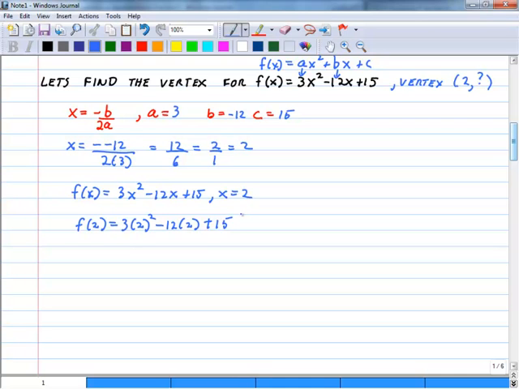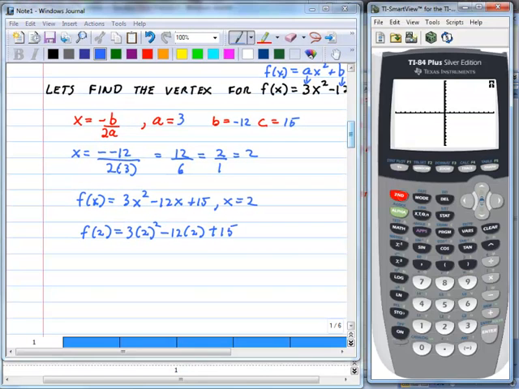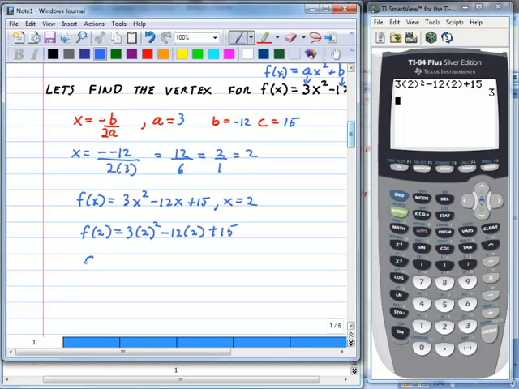So now I've plugged it in and I've just got to simplify it. And I will be honest with you, I'm going to use a calculator for this because it just makes things so much simpler. So let's plug stuff in here. So now we've got 3 parenthesis 2 close parenthesis squared minus 12 times open parenthesis 2 close parenthesis plus 15. So as long as I've written that correctly, I should get the correct value out. So f of 2 is equal to 3.